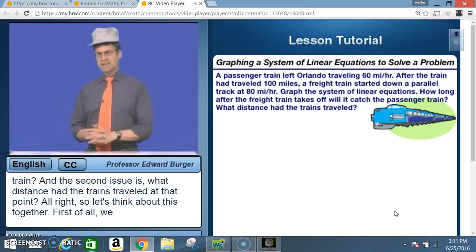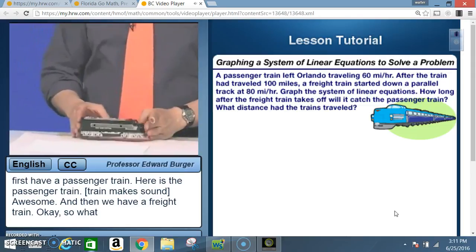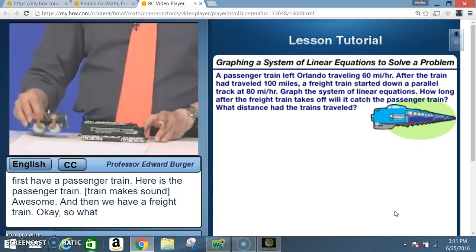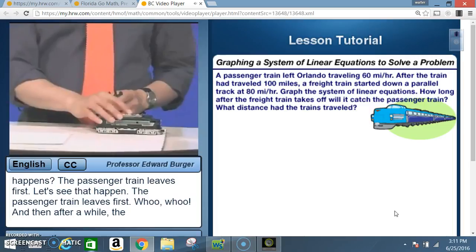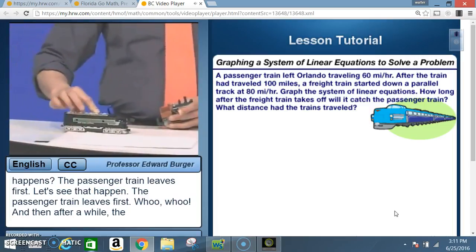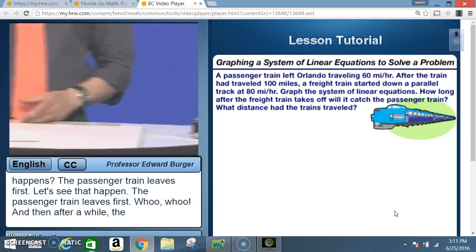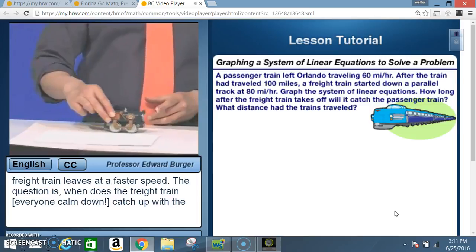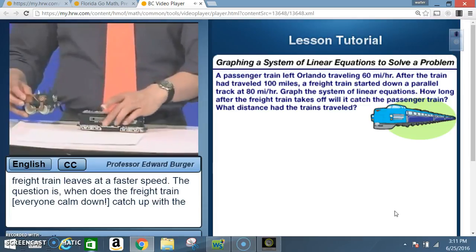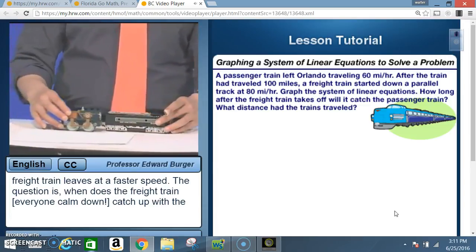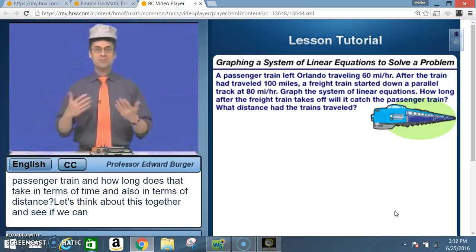All right, so let's think about this together. First of all, we first have a passenger train. So here's the passenger train. And then we have a little teeny freight train. Okay, so what happens? Well, the passenger train actually leaves first. So the passenger train leaves first. And then after a while, the freight train leaves at a faster speed. And the question is, when does the freight train actually catch up with the passenger, and then how long does that take in terms of time and also in terms of distance?